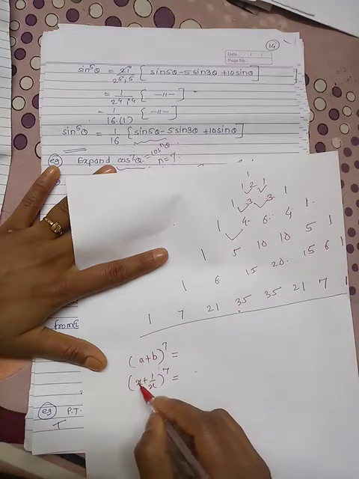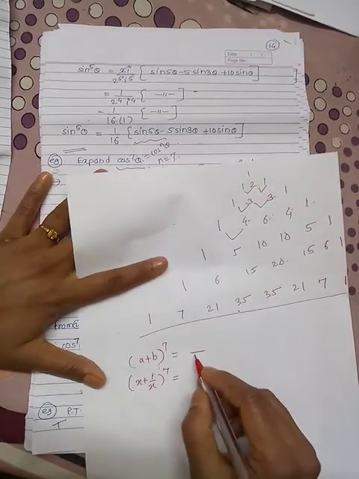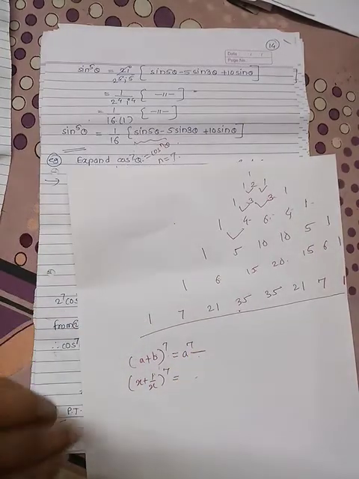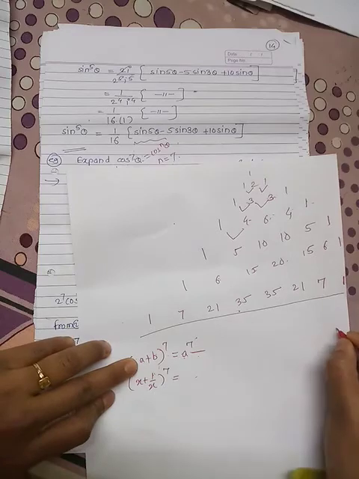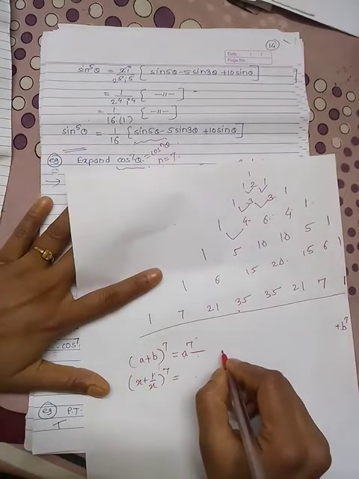So put a equal to x and b equal to 1/x in this formula which we have formed. So how to form this? Take the n terms, which will be a raised to 7 and b raised to 7. So the middle terms we have to form.